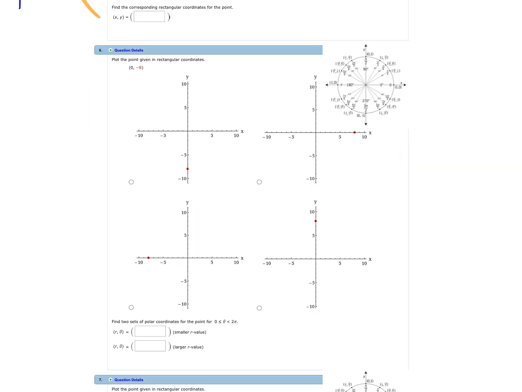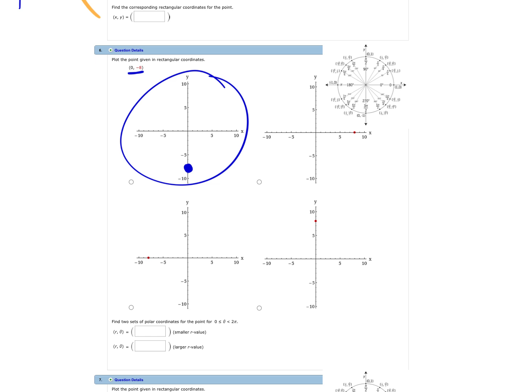For 6, we want to plot the given point in the rectangular coordinates, and then find 2 sets of polar coordinates. So first we can plot our point. We're going to stay at 0, go down to negative 8, so that would put our point here. So we've got this graph.